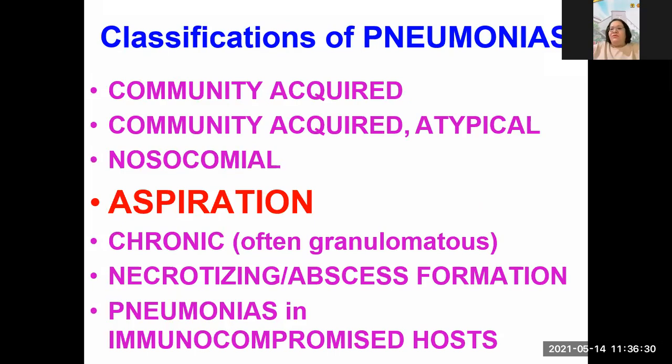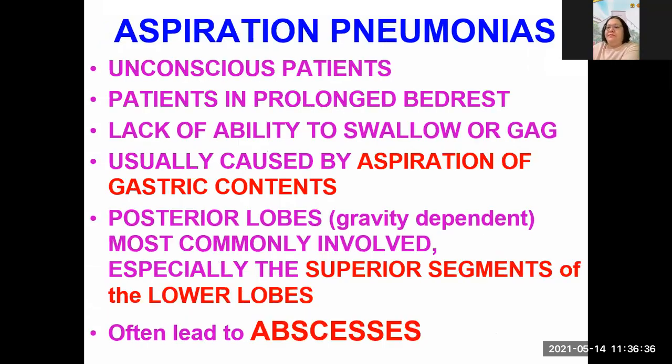Let's now go to aspiration pneumonia. So aspiration pneumonia is very common in unconscious patients and patients in prolonged bed rest. And usually they lack the ability to swallow or they lack the gag reflex. So this causes aspiration of gastric contents, or if you were feeding them, instead of going down to the esophagus, because of the proximity of the esophagus and the trachea, it had gone down to the trachea. This is also very common in drowning patients, aspiration pneumonia.